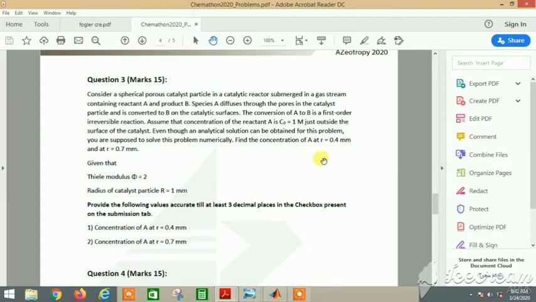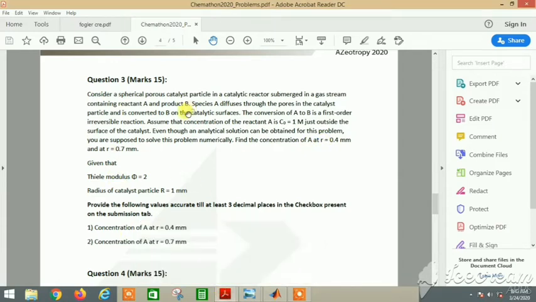You could pause the video and go through the question, and then we see that the Thiele modulus is given as 2, and the overall radius of the catalyst particle is 1 millimeter. We want to find the concentration at a particular distance from the center of the sphere. So the total is 1, and we want the concentration at 0.4 and 0.7.